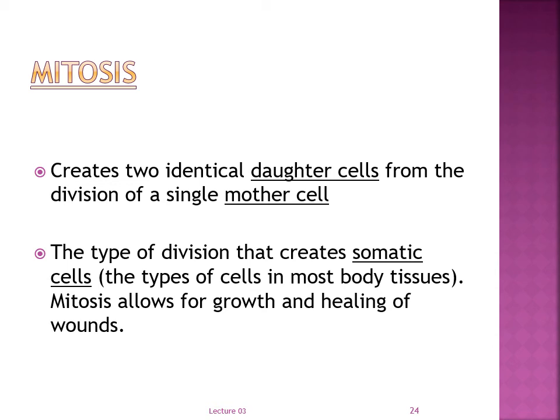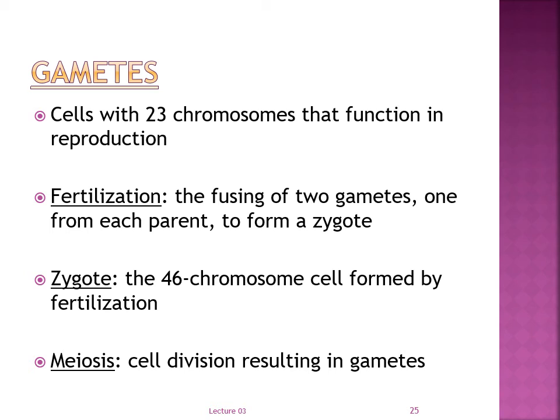But recall that I said half of the chromosomes were inherited from the father and half from the mother. That's because some cells, called gametes, have only 23 chromosomes, and they function in sexual reproduction. When one gamete from each parent comes together, they fuse their nuclei, combining their DNA into one pot, so to speak, which is a process called fertilization.